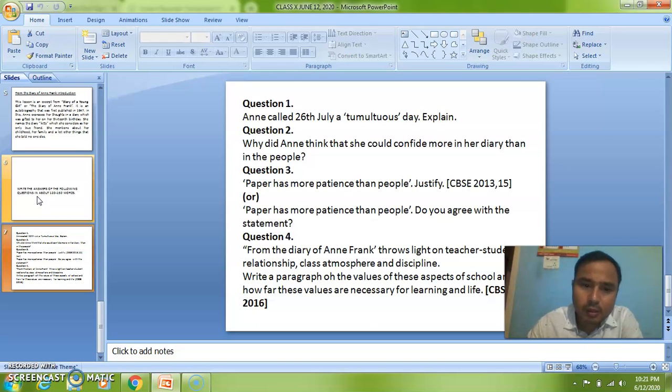And here the 4th question: From the Diary of Anne Frank throws light on teacher-student relationship, class atmosphere and discipline. Because in the chapter Anne discussed the school and how the teacher-student relationship was, and how Mr. Keesing, if you remember, had a certain relationship with Anne and other students, and the type of fear of mathematics and all. It is already highlighted, and you already read the story, so no need to worry. Please find out the answers from the textbook as well as from the slides given.